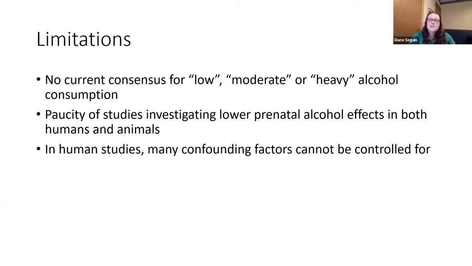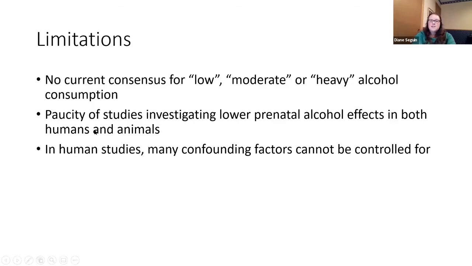So there's a scarcity of studies for both humans and animals looking at lower prenatal alcohol effects. And that makes sense from a realistic standpoint. It's easier to draw participants from, for example, an FASD clinic where they've already been diagnosed. And if they've been diagnosed, they're much more likely to have more significant impairments than those who have more subtle effects. And for animal studies, it's a lot easier to study an effect that is really big and really obvious than to look at maybe lower doses and try to find more subtle but significant effects.